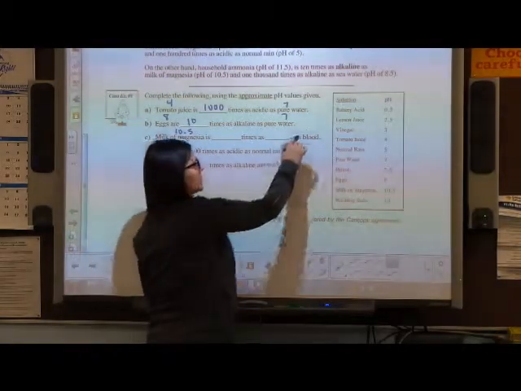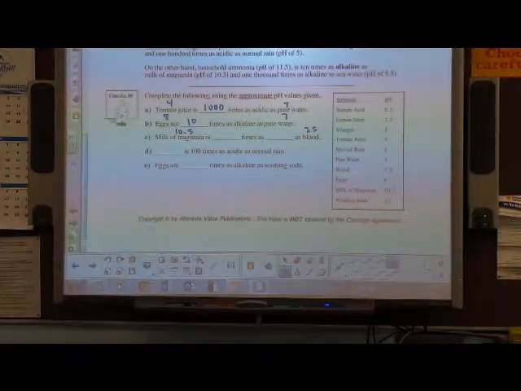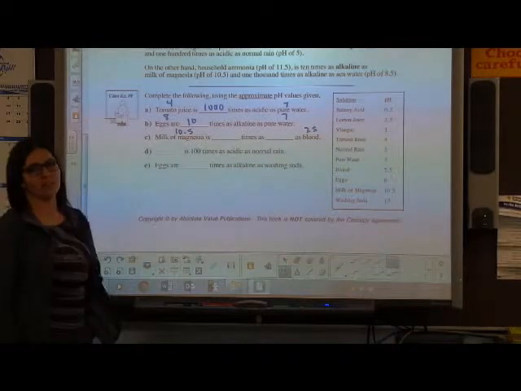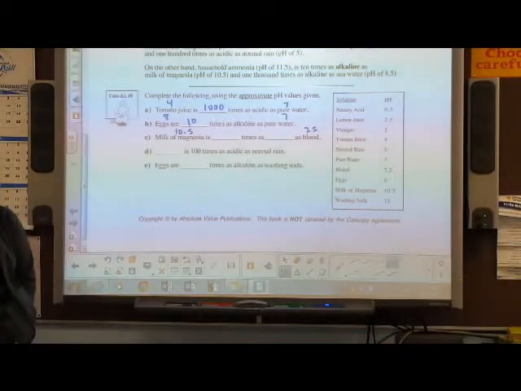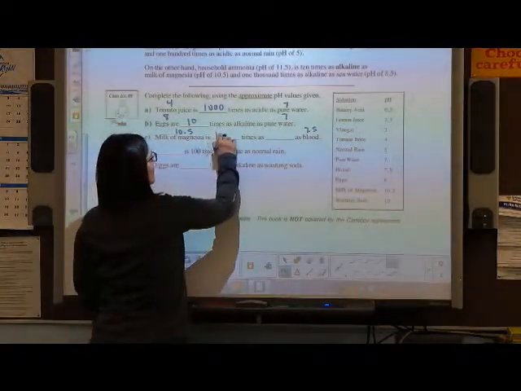Milk of magnesia has a pH of 10.5, and blood has a pH of 7.5. So this time we have 2 blanks to fill in. Milk of magnesia is blank times as blank as blood. So what would my blanks be? Could you do 1,000 times alkaline?